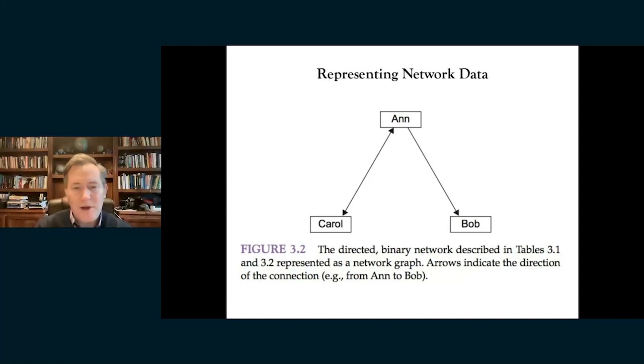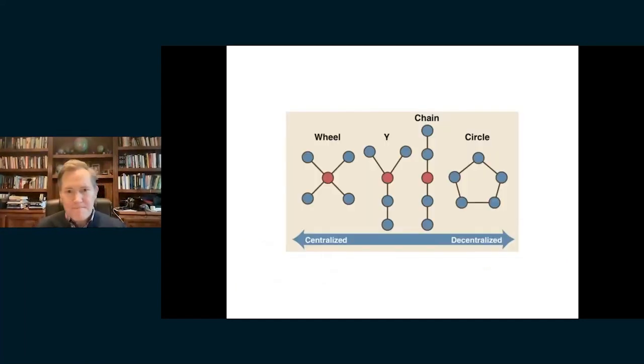What connects people could be almost anything. It could be the flow of books: Anne lends books to Bob, but Bob does not lend books to Anne. Carol and Bob don't share books, but Carol and Anne both share books both ways. And it could be knowledge. It could be meeting people up for coffee. It could be following people on Instagram. It could be almost anything that connects people, and it could be represented by network data.